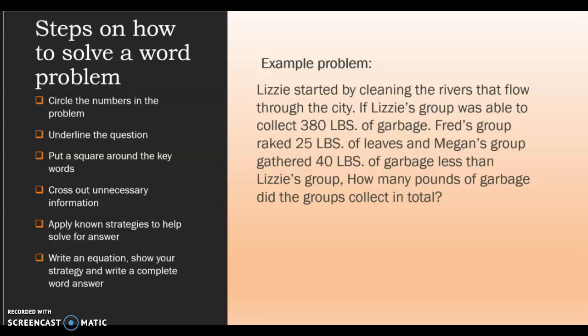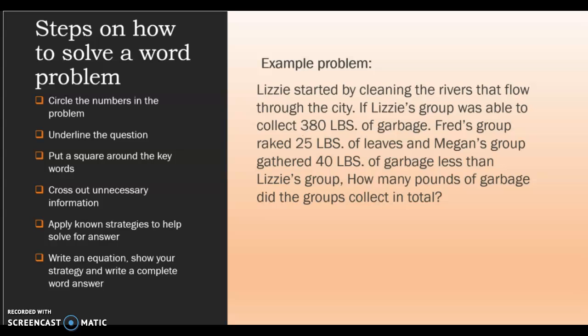Here we have an example problem that will help us through the steps of solving a word problem. Lizzie started by cleaning the rivers that flowed through the city. If Lizzie's group was able to collect 380 pounds of garbage, Fred's group raked 25 pounds of leaves, and Megan's group gathered 40 pounds of garbage less than Lizzie's group. How many pounds of garbage did the groups collect in total?